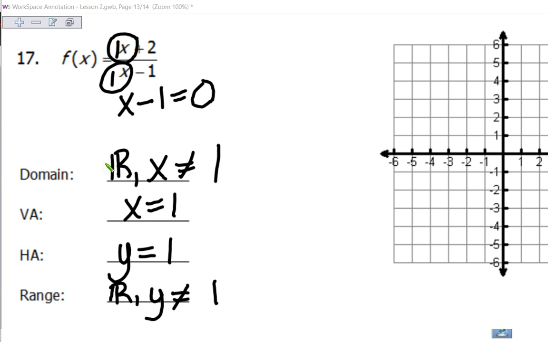Now make sure with these asymptotes, for the vertical asymptote you have x equals. Make sure for the horizontal asymptote you have y equals. Don't just put the number, it has to be in your equation. Now when you're graphing these, graph the asymptotes first. So for the vertical asymptote, go through the x-axis at 1. And for the horizontal asymptote, we need to go through the y-axis at 1.